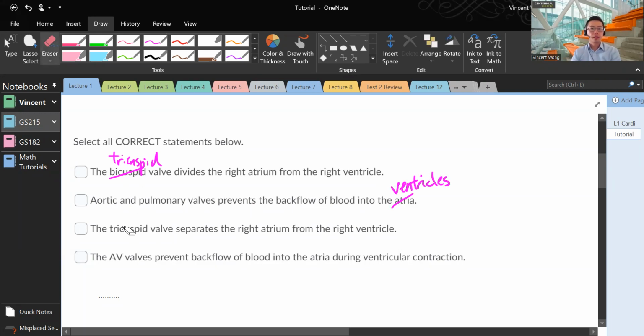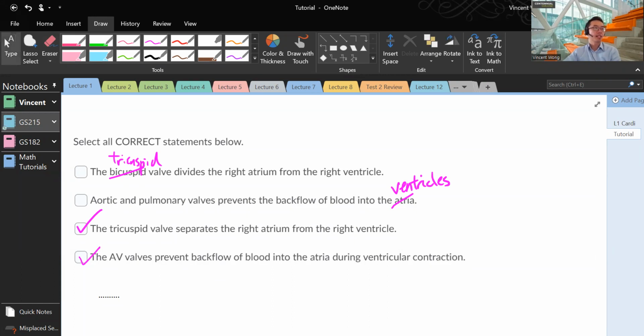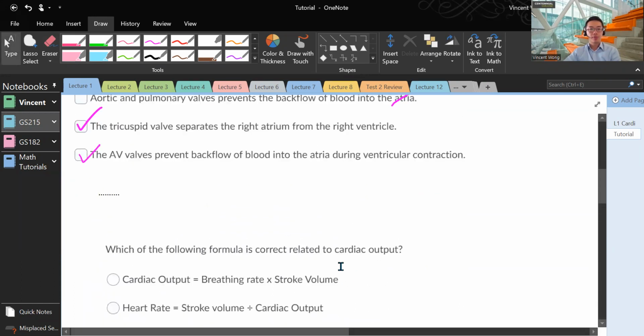Okay. The tricuspid valve separates the right atrium from the right ventricle. Yeah, that one's correct. The AV valves, which are the tricuspid and the bicuspid, prevent backflow of blood into the atria during ventricular contraction. So that is also correct. Okay, so most of you got it right. C and D. Very nice.